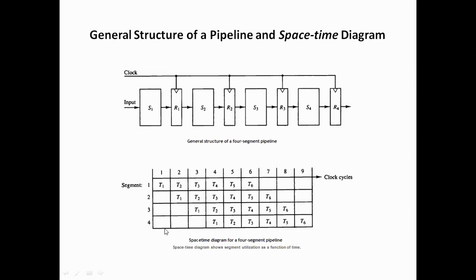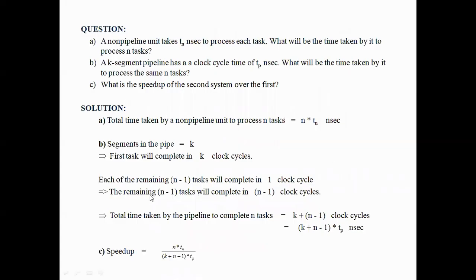N is the number of tasks. The number of tasks was 6, so this is 5. So that means the remaining n minus 1 tasks will be completed in n minus 1 clock cycles. Okay, so done. Now what will be the total time taken by the pipeline to complete n tasks?